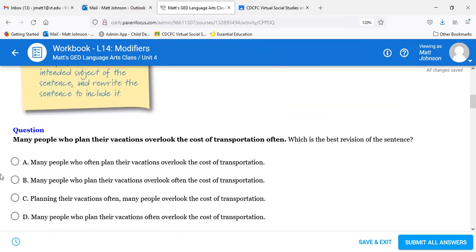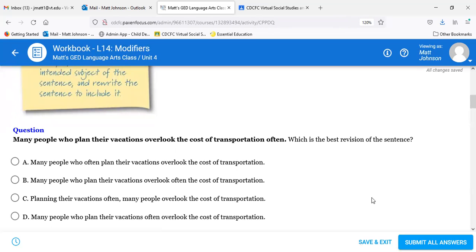All right, some more practice here. Let's go to number 1. Okay. Many people who plan their vacations overlook the cost of transportation often. Which is the best revision of the sentence? A. Many people who often plan their vacations overlook the cost of transportation. B. Many people who plan their vacations overlook often the cost of transportation. C. Planning their vacations often, many people overlook the cost of transportation. And D. Many people who plan their vacations often overlook the cost of transportation. A.